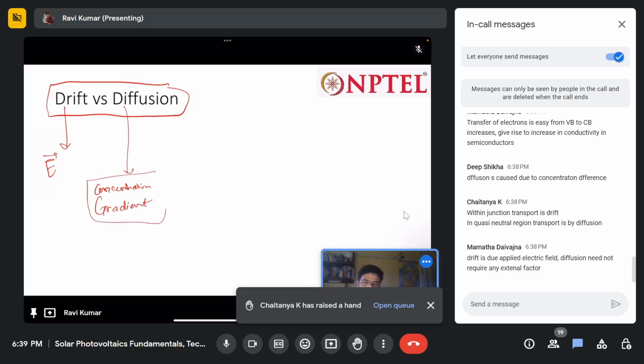Yes, Chaitanya. Sir, during the lecture, I got one doubt regarding this. When we make a PN junction diode, during the process of making itself, do we get this inbuilt potential difference at the junction? Or do we have to apply it externally, sir?